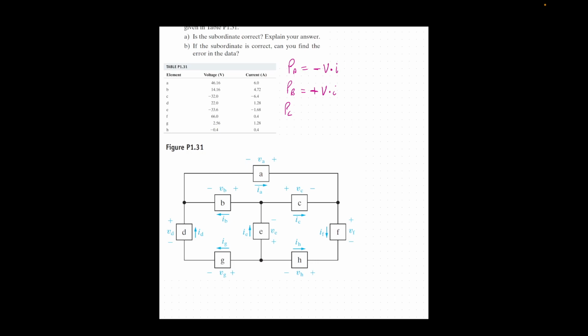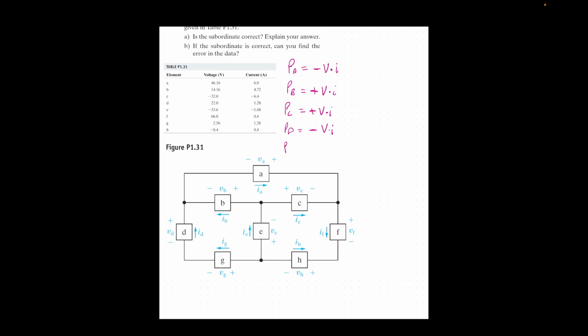Our power for C, our current IC goes from our positive terminal towards our negative terminal. So obeying passive sign convention, we're going to end up with a positive V times I. Our power D is going to be right here. Now I see my current ID is in the direction from negative towards positive. So again, obeying passive sign convention, this is going to be negative V times I.